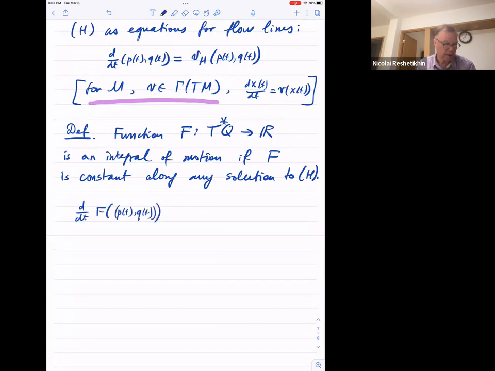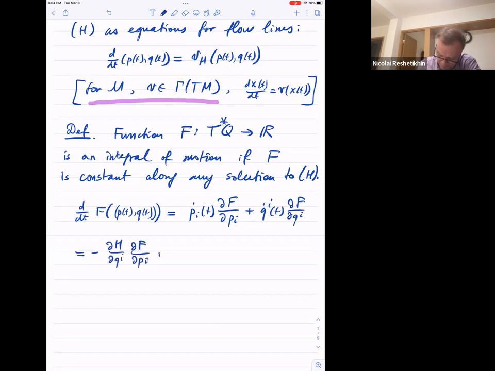Again, I could have done it with any other vector field, but there's a nice specific feature of this particular vector field. So we want this to be constant. First we want to find the derivative, and then we say it's 0 for integrals of motion. So using the chain rule, we write this. Then using Hamilton equations, we can write this as minus dh/dqi df/dpi plus dh/dpi df/dqi.